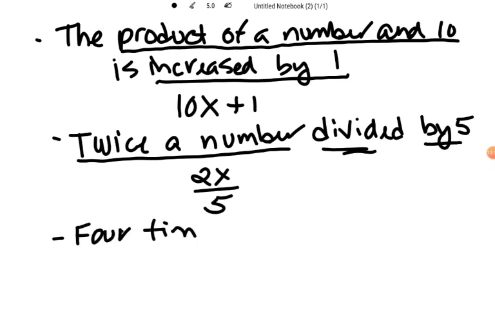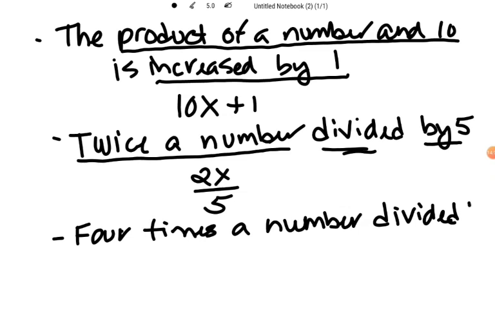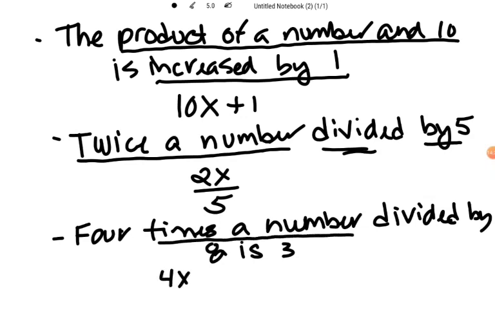Four times a number divided by 8 is 3. So 4 times a number divided by 8 is, that's our equal sign, 3. So 4 times a number divided by 8 is 3.